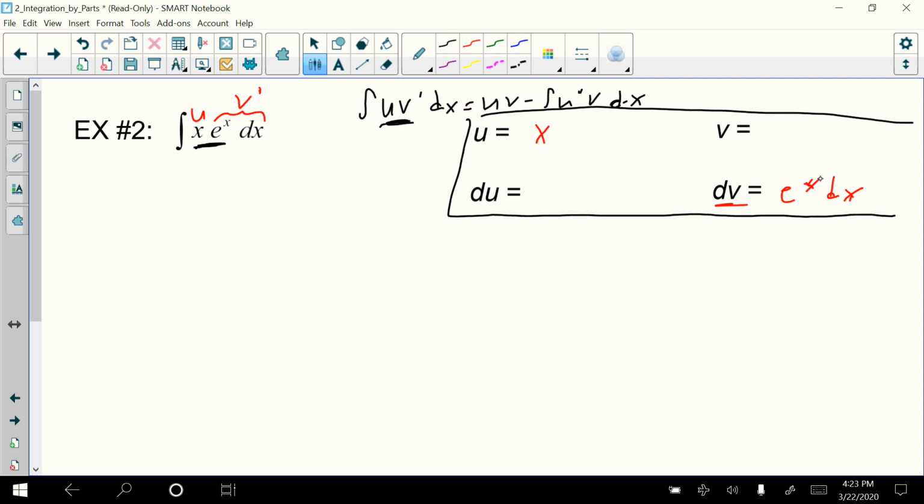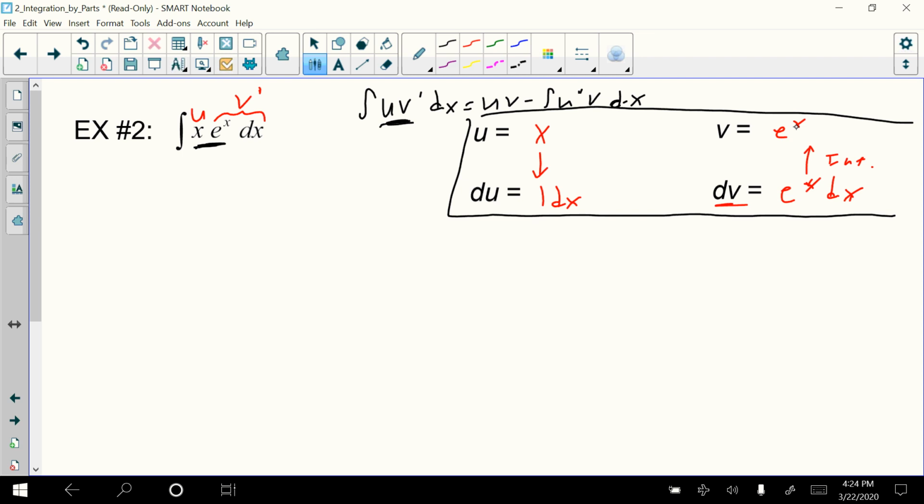So coming down here to get du, you do exactly what it says. You take the derivative of x. Well, the derivative of x in this case would be just 1 dx, or dx. Now I'm going to go up this way and integrate. I'm going to take the antiderivative of e to the x. Well, that's easy. The antiderivative of e to the x is just going to be e to the x, but without the dx part. Okay, so now we have the u and the derivative of u and whatnot that we need for our equation.